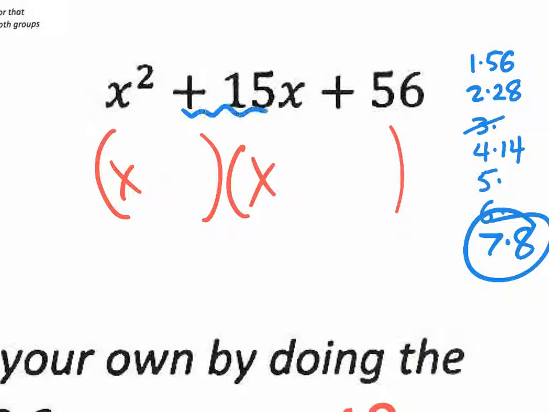If you add those, it does give you the B value 15. So you don't have to change any signs. It's actually a positive 7 and a positive 8. We are done.